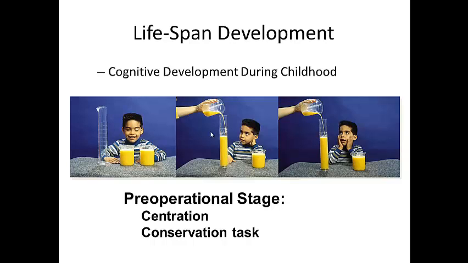Now all of a sudden they're happy because they have the same amount as their friend, because it's more spread out. See, what they're unable to do is to consider two variables at a time. The fact that you have to consider the relationship between the width and the height at the same time in order to determine the volume of whatever it is that you're considering.